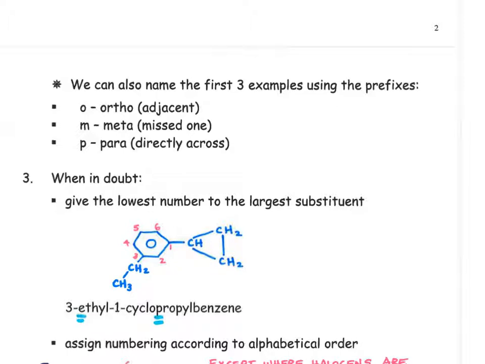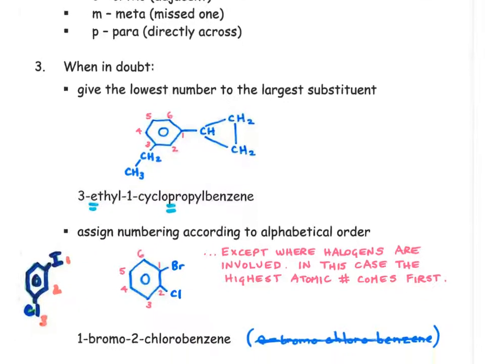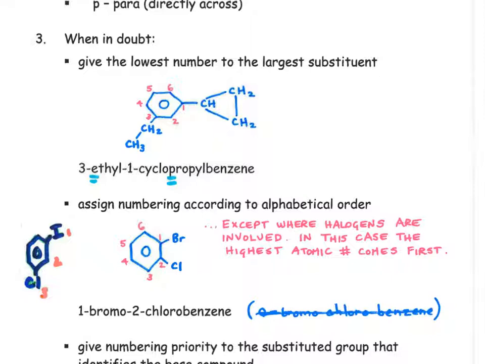So back again to what the O, the M, and the P represent: ortho, meta, para. I remember them as side by side at the orthodontist, M for missed one, and P for parallel. Now, what if you get some different side groups and you're trying to figure out which one should have the lowest number? I should tell you that in many cases you need to look these up to figure them out, but there are some generalities that we can apply.